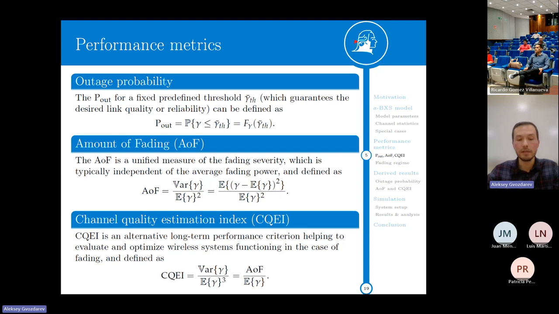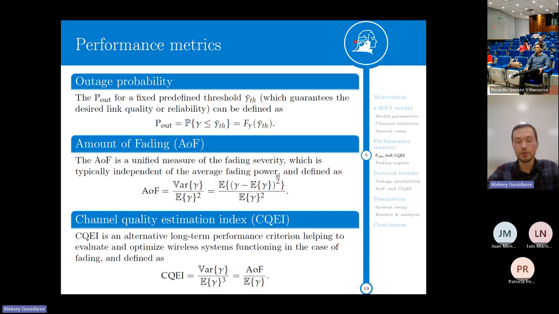Classical reliability of a wireless communication system is quantified in terms of outage probability, which is defined as the probability that the instantaneous signal-to-noise ratio falls below some pre-specified threshold. Since the outage is mainly caused by the channel fading and shadowing effects, which can be described in terms of the amount of fading parameter, as a unified measure of fading severity, it was also assumed for the further analysis.